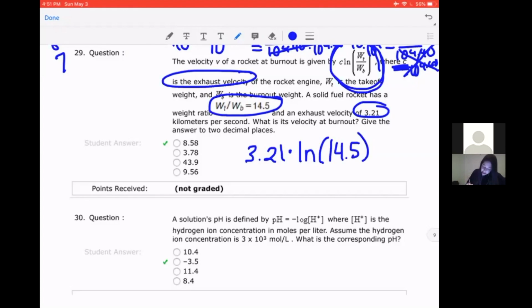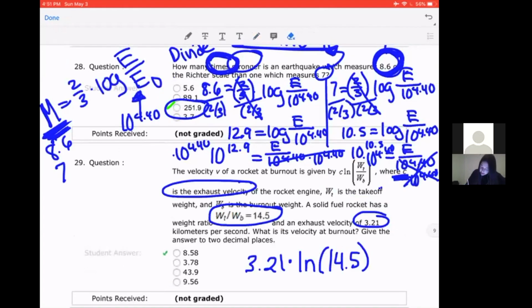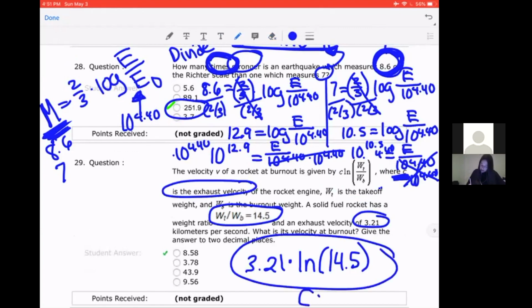All right. And what is the velocity of burnout? So all we do now is just plug that in right into the calculator. Okay, guys? So again, they're giving us all the information that we need. It's just a matter of plugging it in. So this just goes right into the calculator, and that's how you get your final answer.